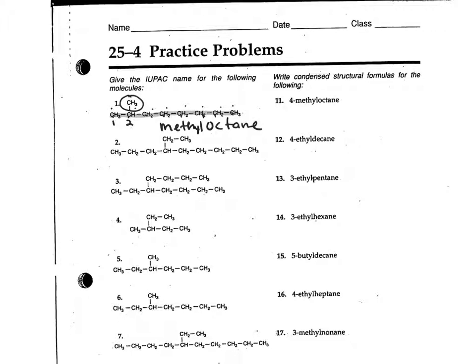So if I number this way, I see that on the second one there is a methyl group. So I'm going to put the number 2 and a dash out front. We always separate numbers and letters in organic names by using a dash. So it'd be 2-methyloctane. Well, let's try a few more.